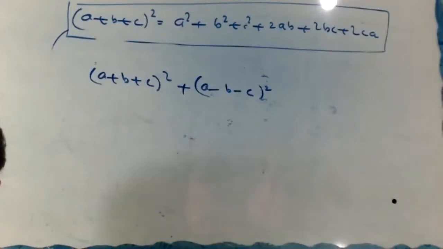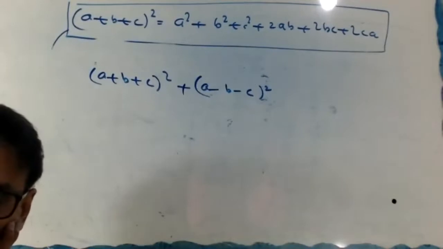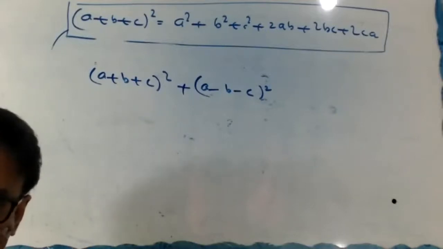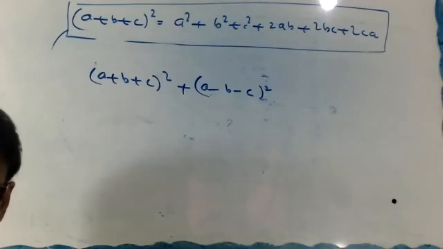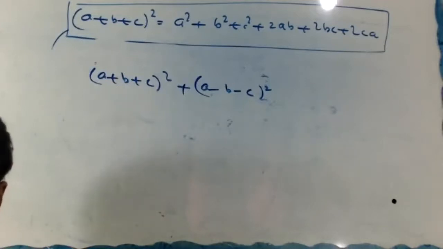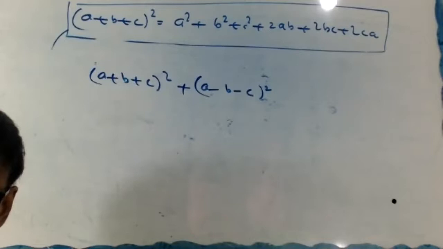Pranav, what do you got? Okay, what's the answer? Shail, what's the answer? You type it. Two a square, two b square. Okay, I think correct. Let me check. Okay, Drew, you can see the board now.